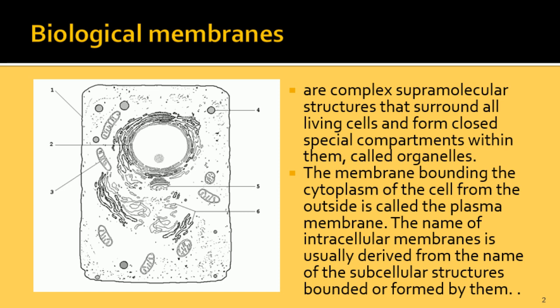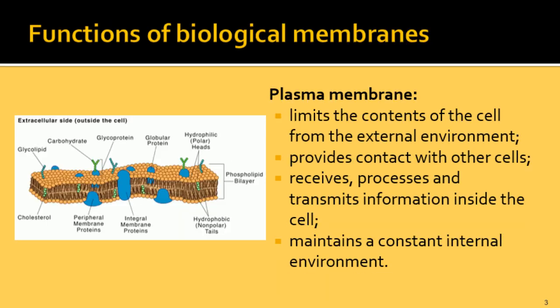Names of intracellular membranes are usually derived from the name of subcellular structures restricted or formed by these membranes. There are nuclear, indicated by the number 2, mitochondrial, number 3, lysosomal, number 4, Golgi apparatus, number 5, endoplasmic reticulum, number 6, and other membranes. Familiarize yourself with some examples of functions of membranes and memorize them.